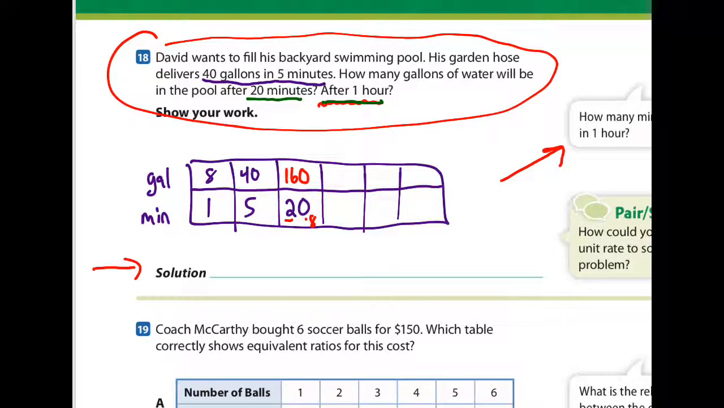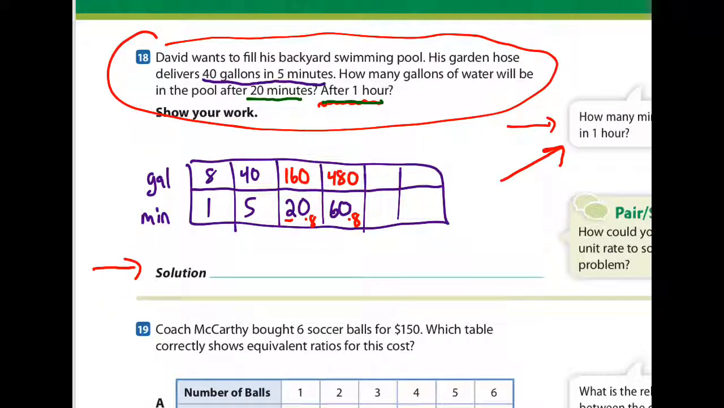Then it says after 1 hour. Now did you think about this question over here? How many minutes are in an hour? I hope you did, because if you didn't, you probably got this one wrong. An hour has 60 minutes. Now, to figure that one out, we have to multiply 60 times 8. Just like I did before, I'm going to do 6 times 8, which is 48, and then I'm just going to add the 0. So my answers are the numbers in red.